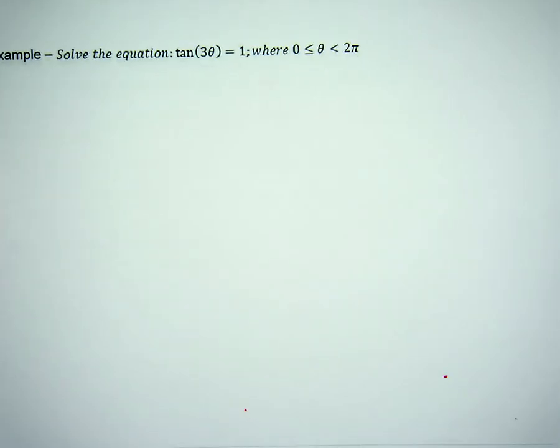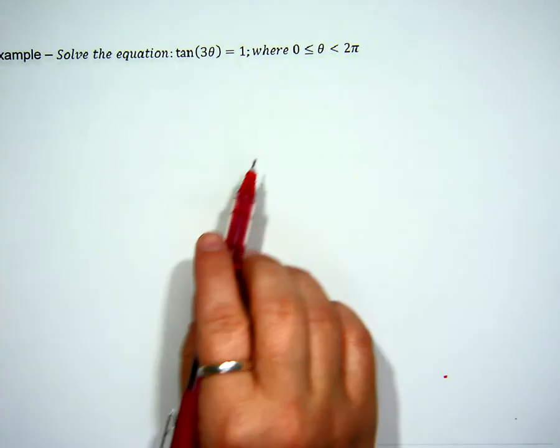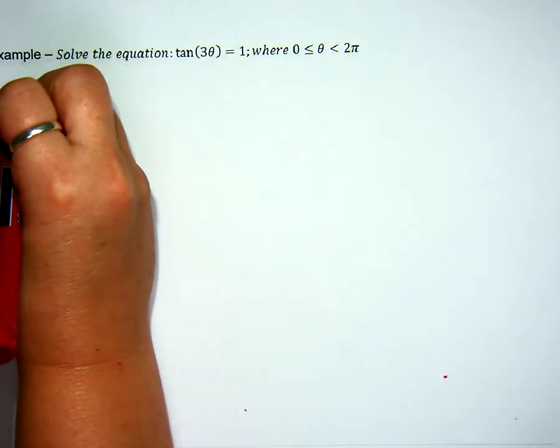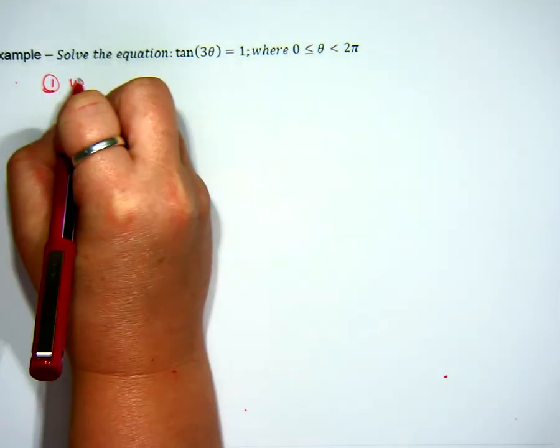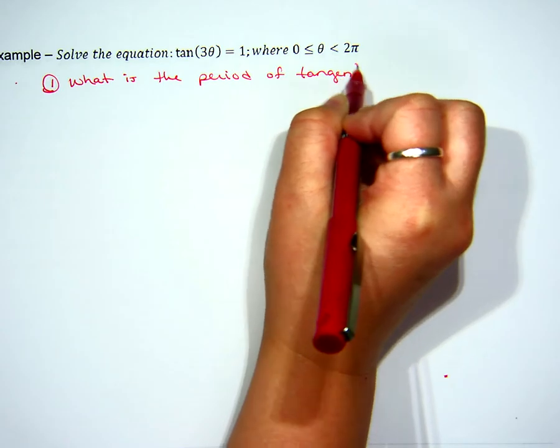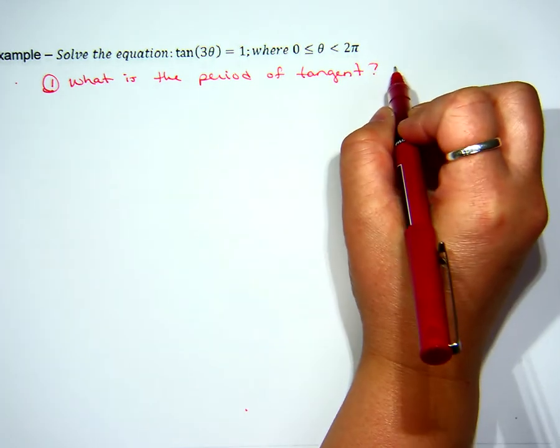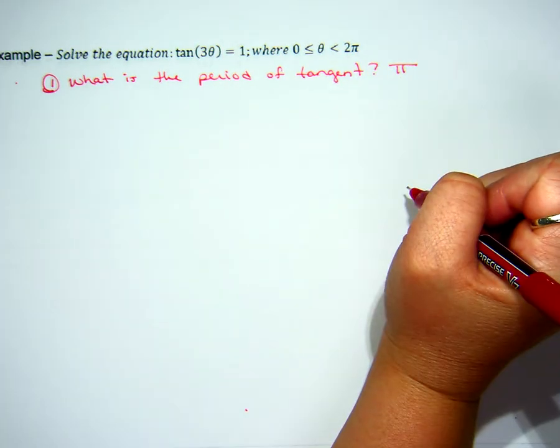Here we want to solve the equation tangent of 3 theta is equal to 1 between 0 and 2 pi. Question 1 is what is the period of tangent? Well, the period of tangent is pi.